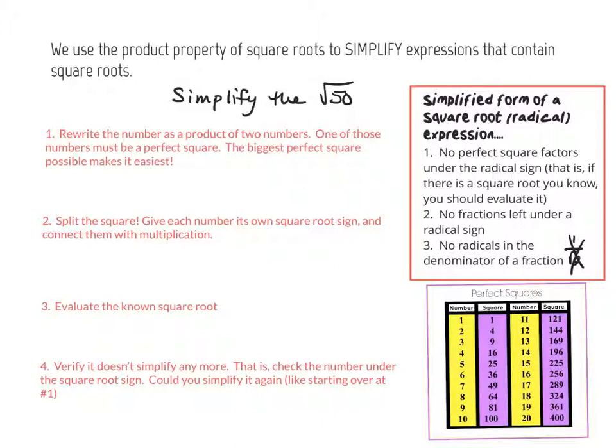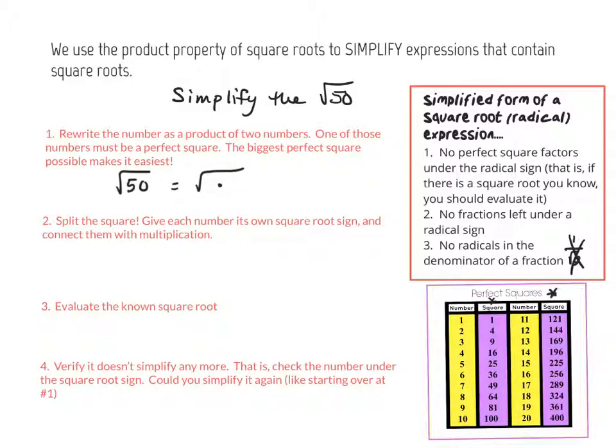Well, the first step that we need to do for using the product rule is we want to rewrite the number under the square root as the product of two other numbers. Now, one of those numbers needs to be a perfect square. And I have a list of perfect squares if you're not familiar with them. But in other words, the perfect squares, which are in purple here, are numbers that we know the square root of. So I want to take the number 50, and instead of writing it as 50, I want to write it as the product of two other numbers.